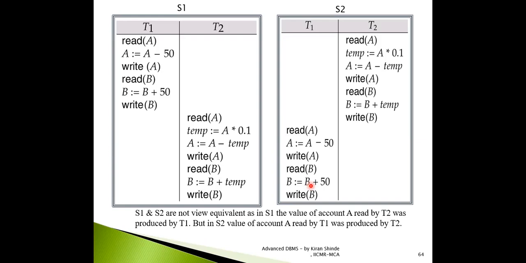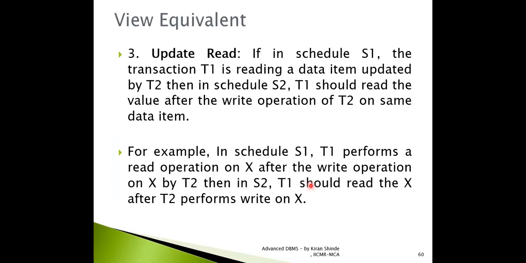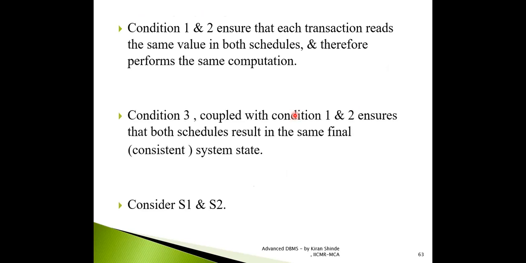Then we will check condition number 3, which is the update read. Before we jump into the update read, I just went back because I wanted to revisit this particular condition so that we can cross check. This condition says if in schedule S1 the transaction T2 is reading a data item which is updated by T1, then in schedule S2 also T2 should read the value which is updated by T1. Okay, so let us go back to our example.